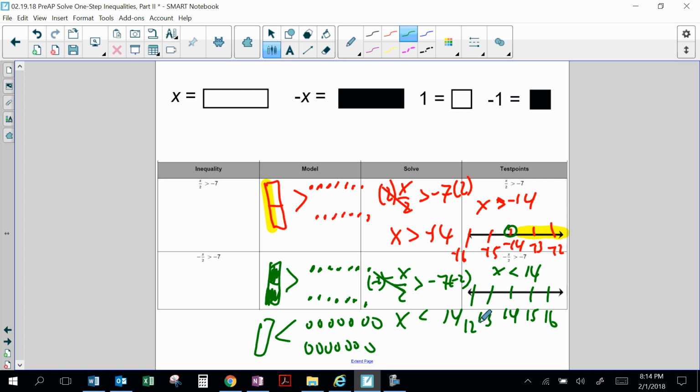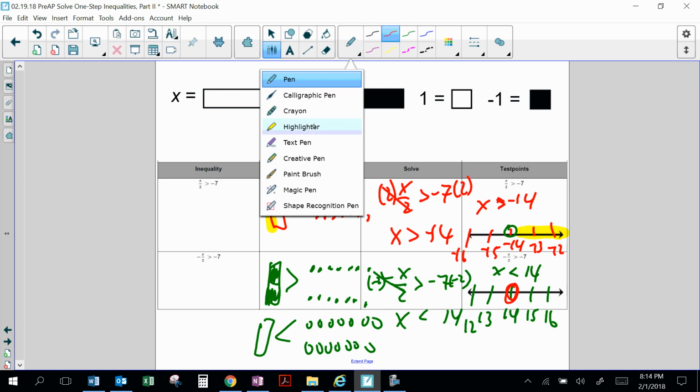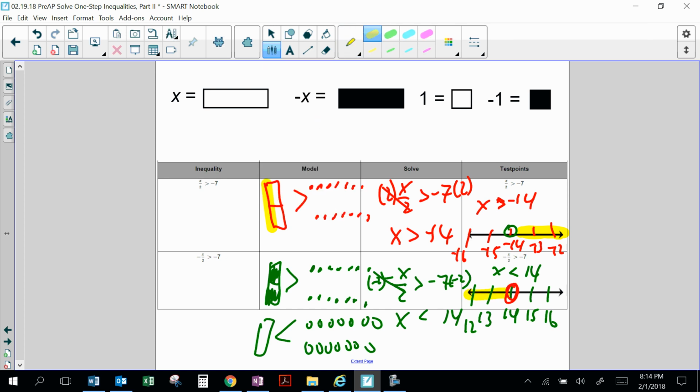So to graph this, it's less. Can it be 14? No, it has to be less, so open dot. We highlight numbers that are less than, like 12 and 13. Negative 12 divided by 2 is negative 6. Negative 6 is greater than negative 7, and it works.